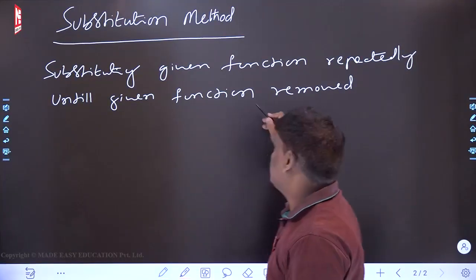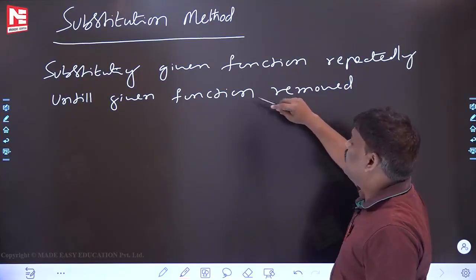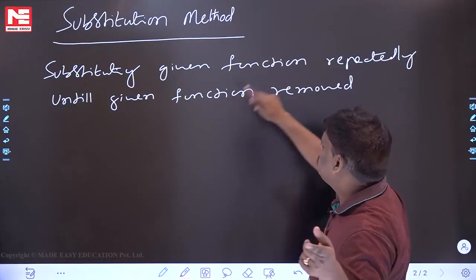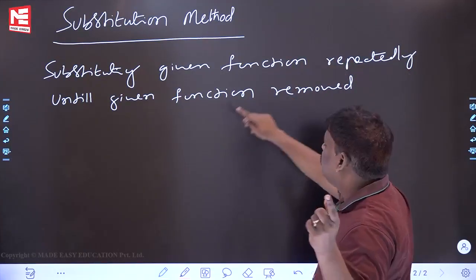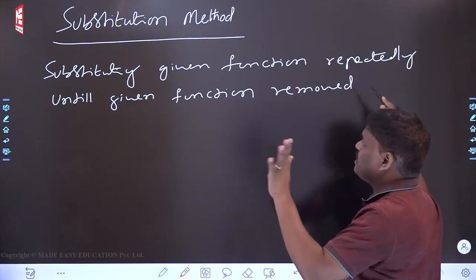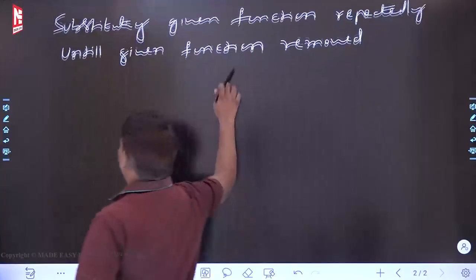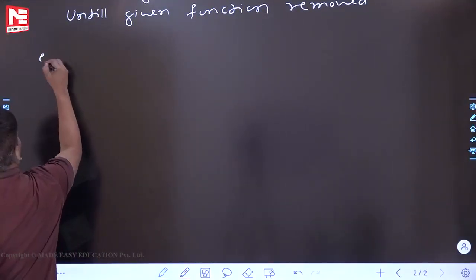Right, fine. So now see this one. Substitution method definition, I have also written many times and repeated also. Substituting the given function repeatedly until the given function is removed is known as the substitution method. Take the first problem.